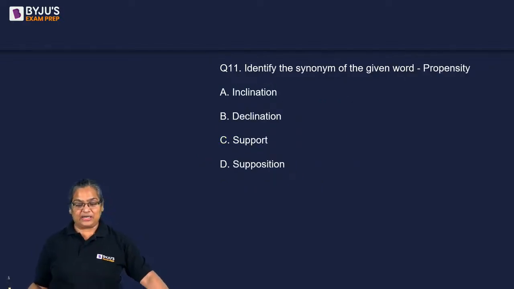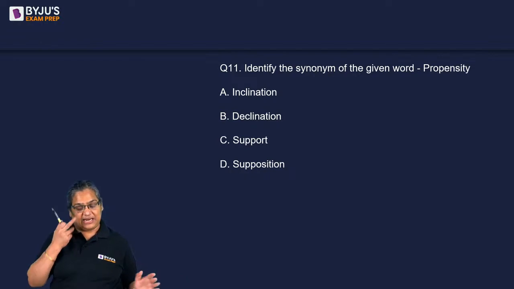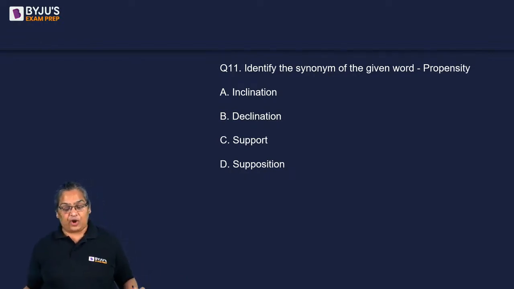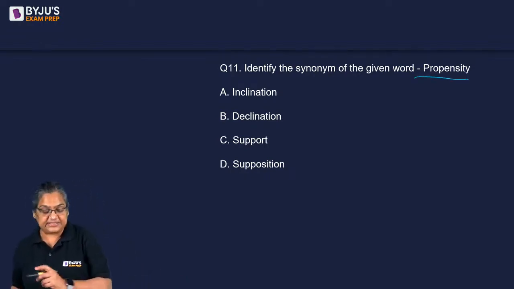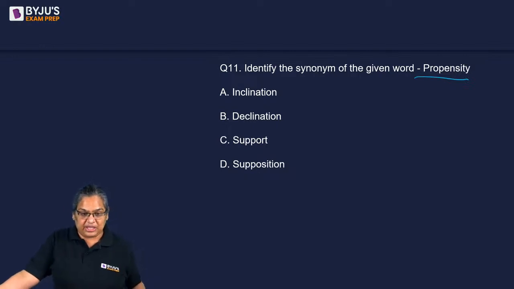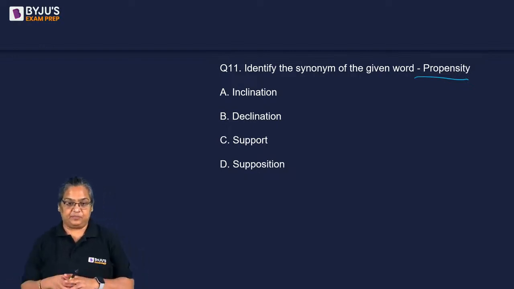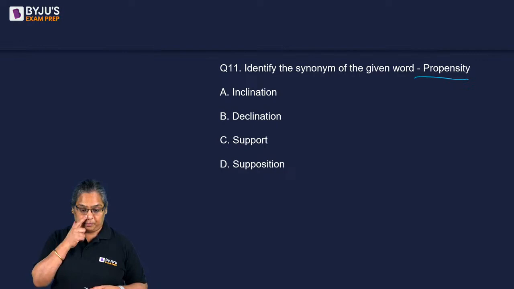Clear? Alright, now we go to direct synonyms and antonyms. What is the synonym of the word propensity? What do you think propensity means? What is the synonym of propensity? Inclination, declination, support, or supposition.